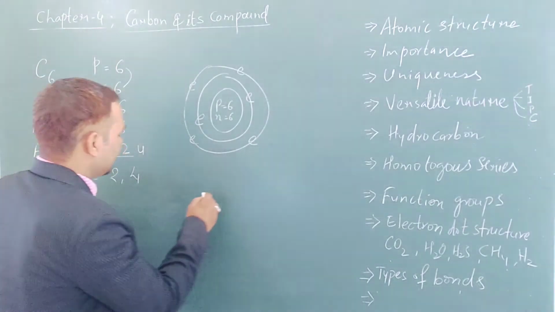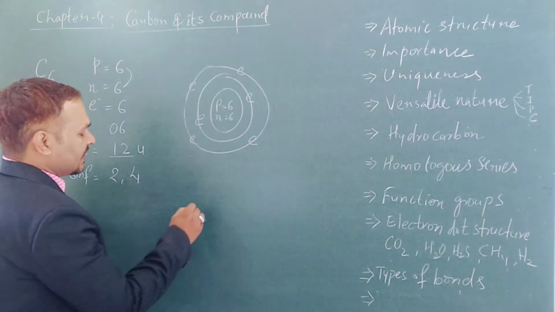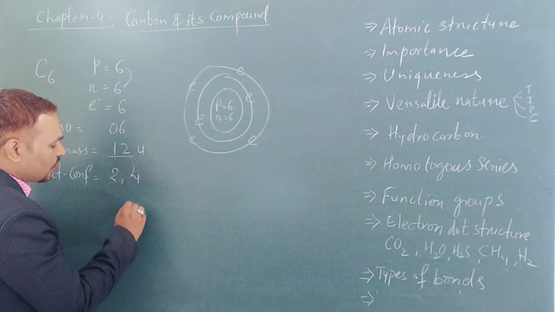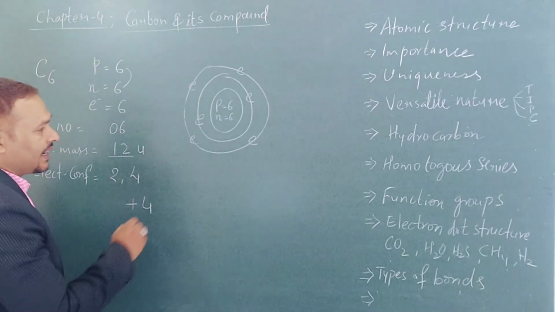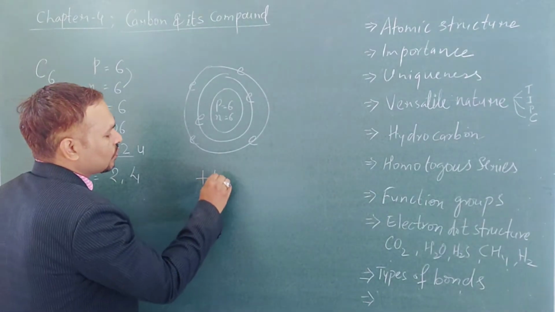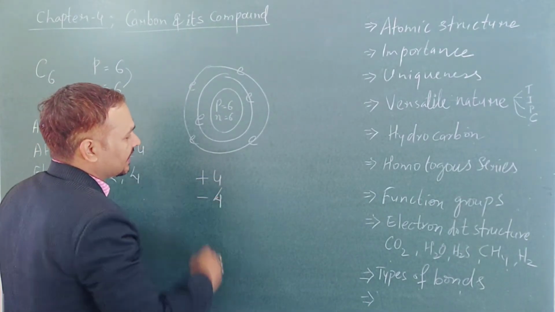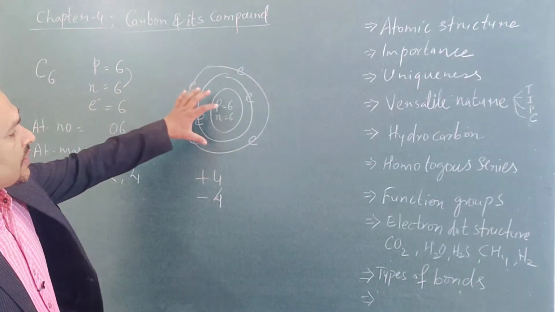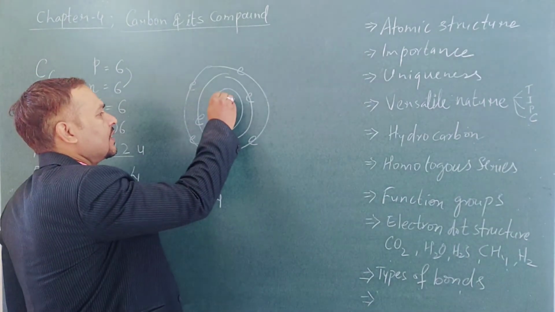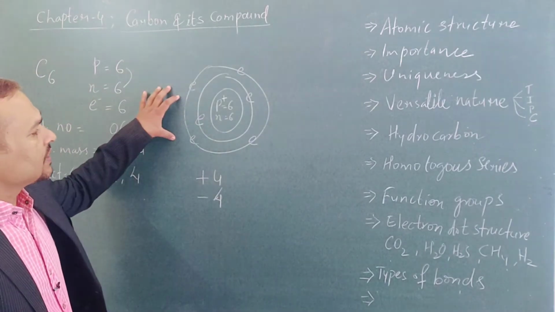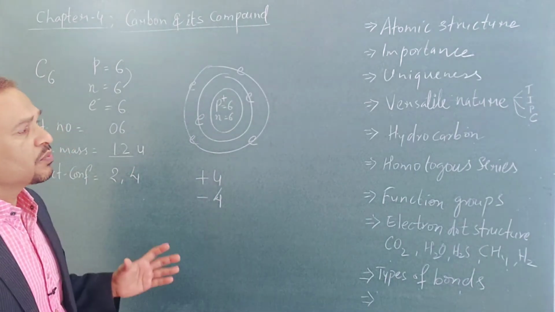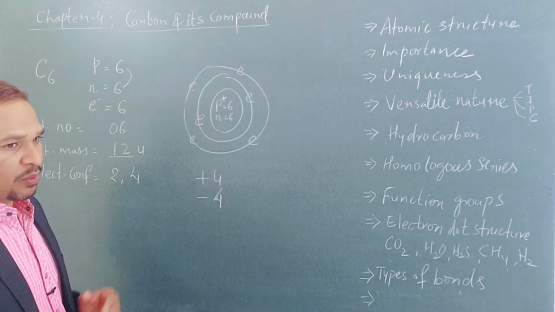Here you will find if it needs to complete its octet, then it has to lose 4 electrons, then it will show +4 valency, right? And if it gains 4 electrons, then it will show -4 valency, right? But if you look into the atomic structure of carbon, there are 6 protons. Proton means positive, right? So it is very difficult for carbon to lose 4 electrons or gain 4 electrons, because more energy is required in both the processes.